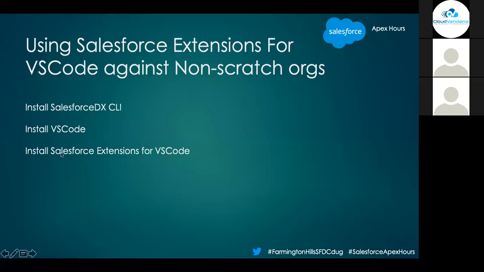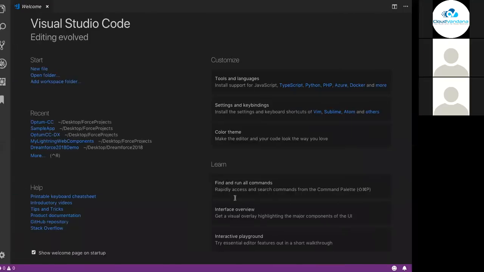Salesforce provides extensions, which are improving with every release. They provide a lot of great capabilities already, like the ability to execute anonymous Apex, which we're going to see, and the ability to run all these SFDX commands for both scratch orgs and non-scratch orgs. Also the ability to debug using what we call the Apex Debugger or Apex Replay Debugger, offline debugging. It provides the ability to pull your logs from Salesforce and debug them.